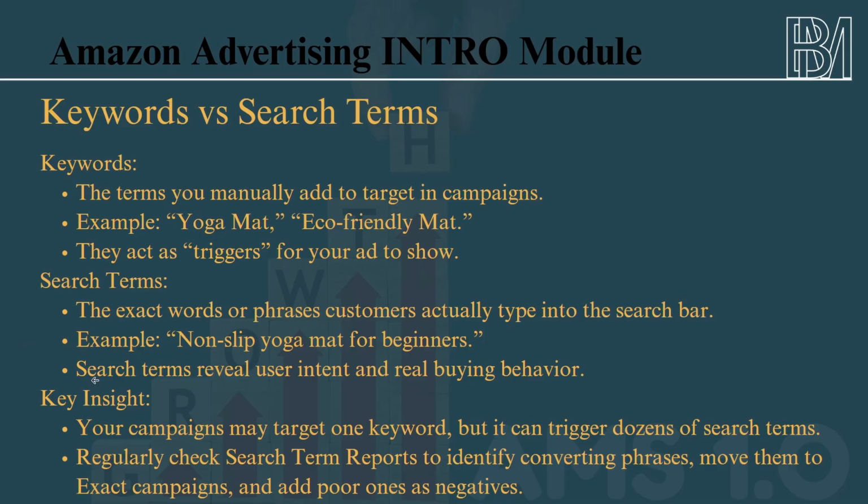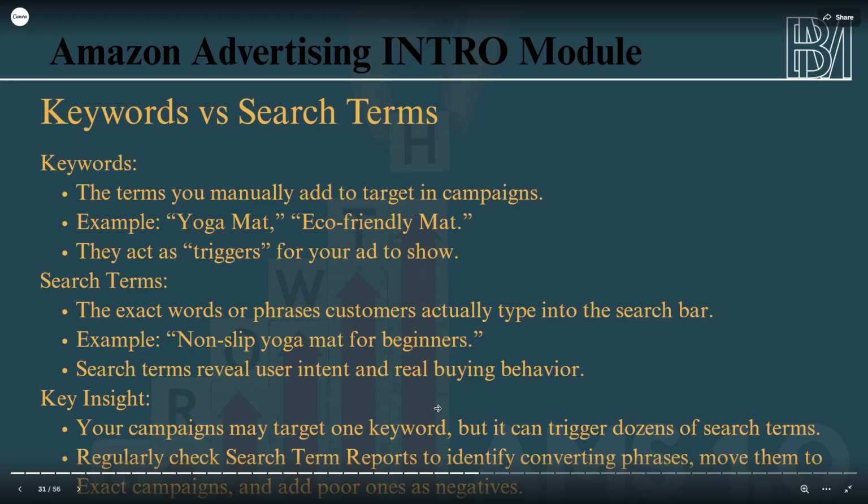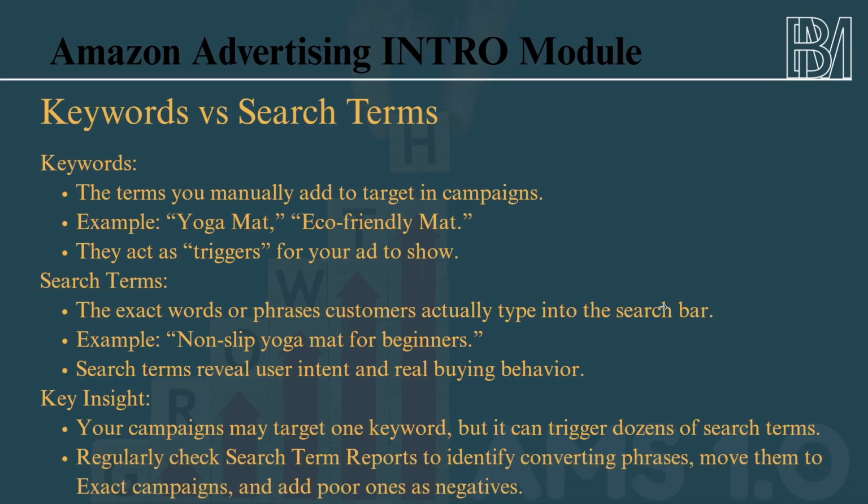Now, what is the key insight? The key insight is that your campaign may target one keyword, but it can trigger dozens of search terms. So the goal of ads is to find the exact search terms that shoppers are searching for, and then use those search terms in manual campaigns to laser target them and get more and more new search terms. That's how we get a lot of search terms from the keywords that we have added in our campaign.